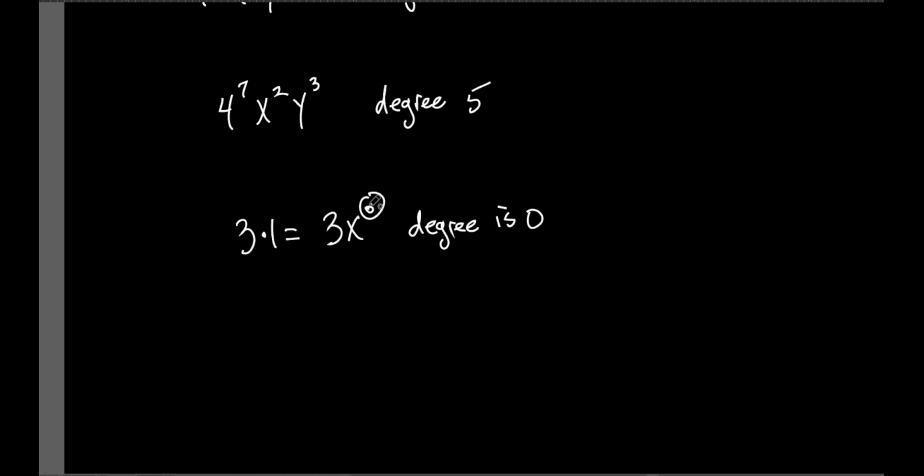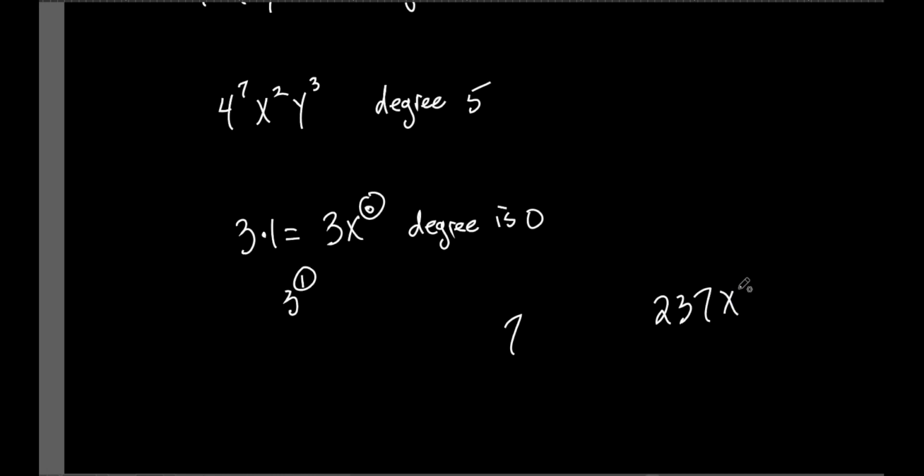Right, got it? Some people might look at it as 3 to the first. But remember, the degree is not the exponent on the number. It's the exponent on the variable. And if I made it 0, that's a 0 degree. So if you just had a regular number, what's the degree of that? It's 0. Everybody got it?